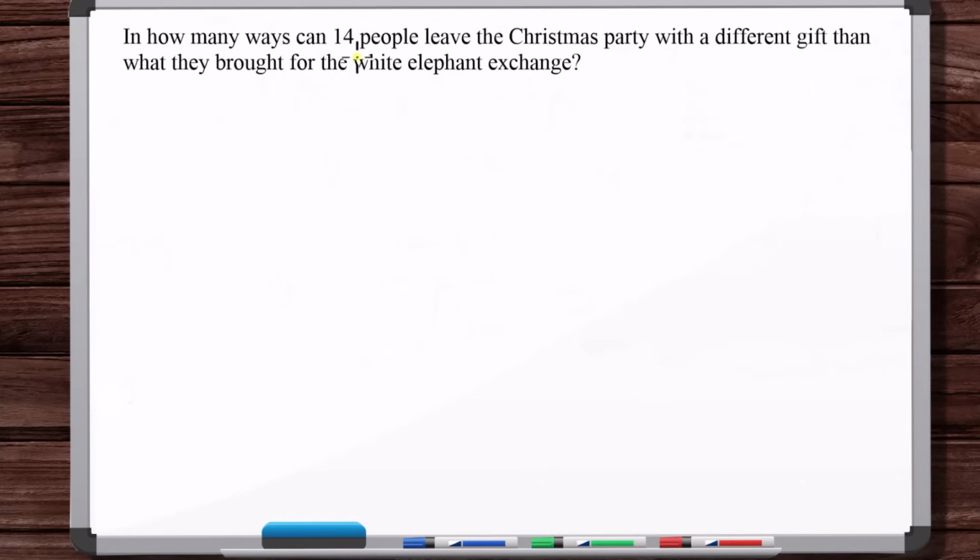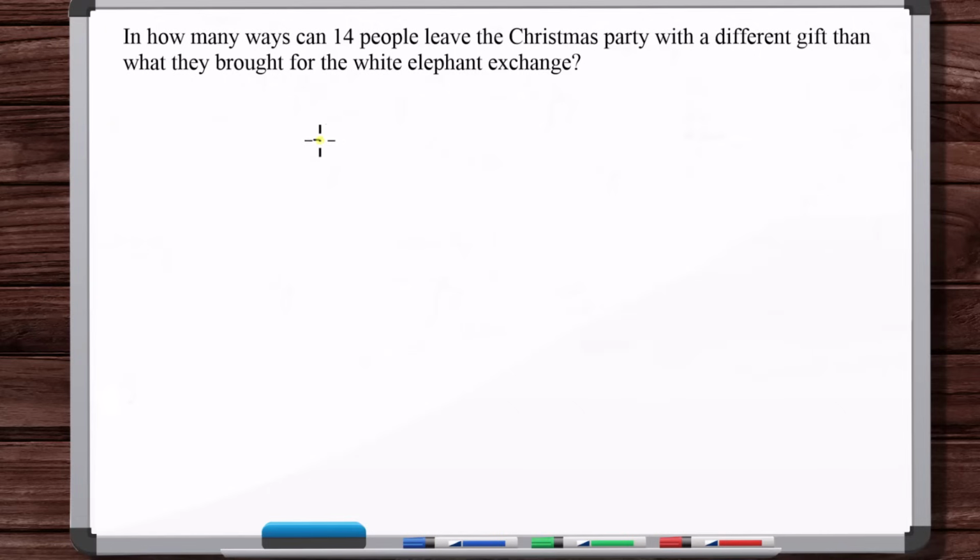In how many ways can 14 people leave the Christmas party with a different gift than what they brought for the white elephant exchange? So this is that derangement idea here. You have people coming in with their own gift, right? So now we want to calculate the total number of outcomes that completely scrambles that initial order, to where there's no pairing that's what it was originally associated with. And this is that principle of inclusion-exclusion again, what we just did a couple of problems ago. So yeah, let's go through this.